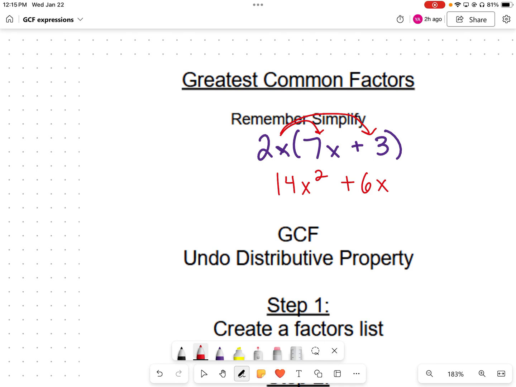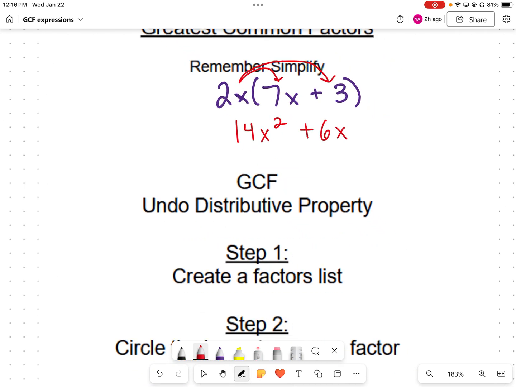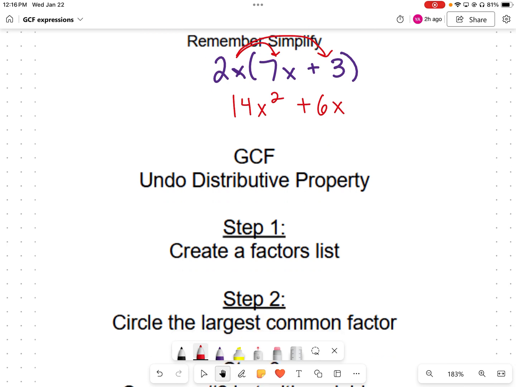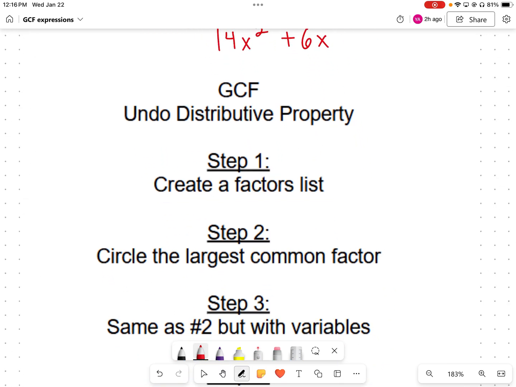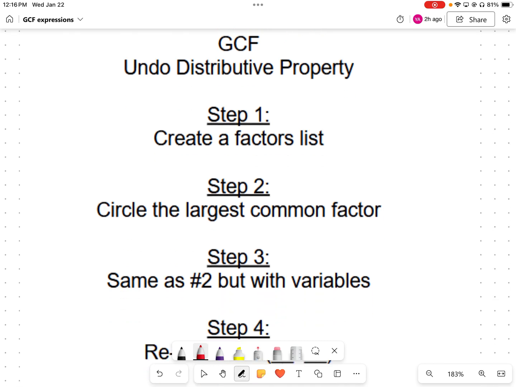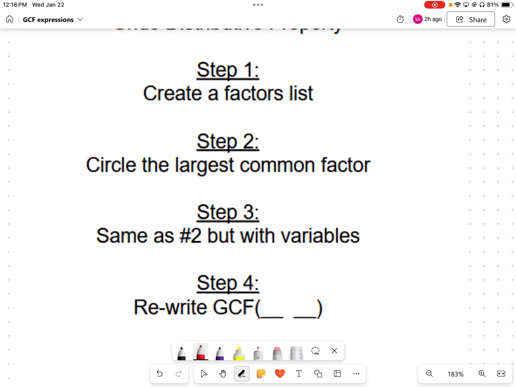And so in math, you always learn to do something and you learn to undo it. So GCF is how to undo the distributive property. We're going to factor out the GCF. So step 1 is going to be to find our GCF. You make your factors list. Then you circle your largest common factor. Step 3, same as number 2 with variables. You want to look for the common variable.